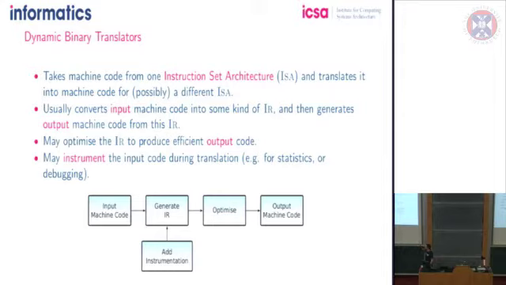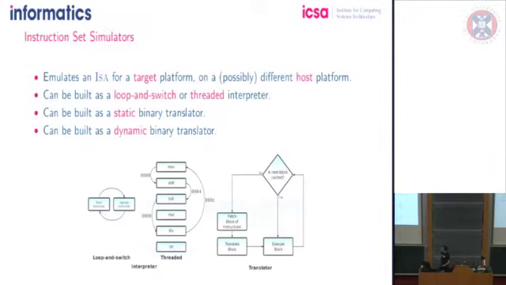We may even optimize the IR. Typically, we'll take some input machine code and convert it to some IR. We might optimize this IR and then output some new machine code in whatever our host instruction set is. And an instruction set simulator is designed to emulate some target ISA on a host ISA.